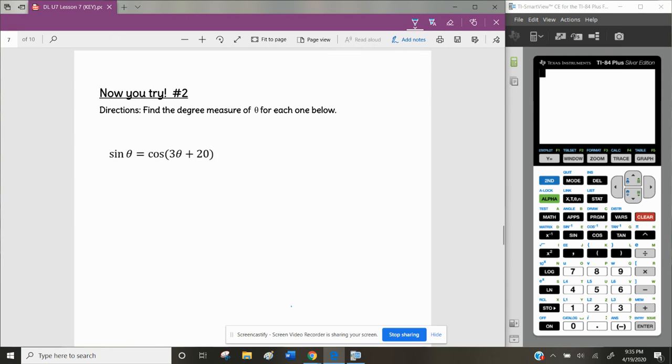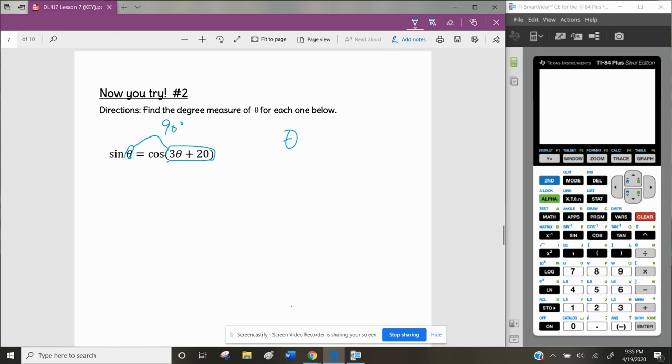So we're going to try another one. Again, pause the video here if you'd like to try this on your own first, and then check your answer at the end. So same concept here. We know that for the sine of one angle to equal the cosine of the other, these angles must add to 90 degrees.